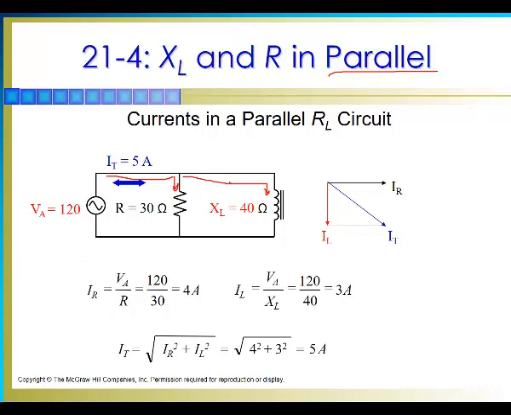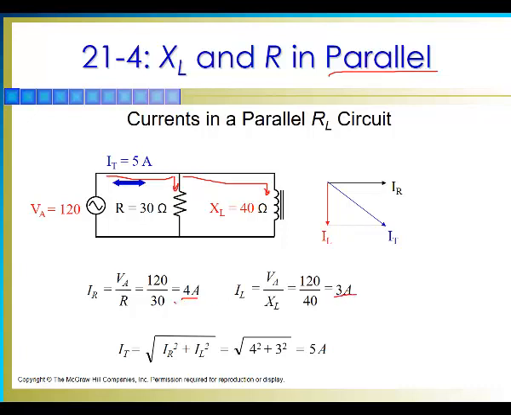these two components are in parallel, right? The resistor and the inductor, they're in parallel. So therefore, the voltage applied to the resistor is the same voltage applied to the inductor, because they're in parallel. So if I know the voltage here, which is 120, divide that by 30, that will give me the resistor current of 4 amps. If the 120 volts are divided by the 40 ohms in the inductor, that will give me the current in the inductor of 3 amps.